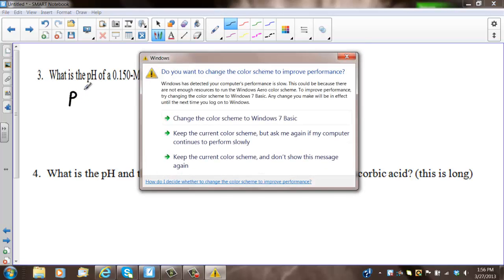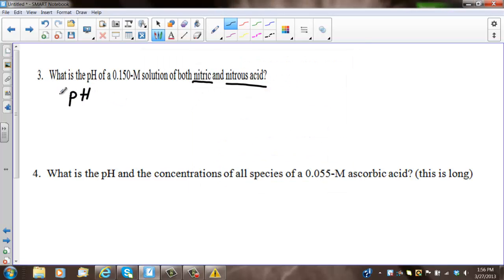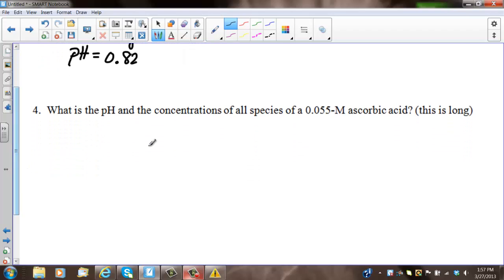So pH is simply equal to the negative log of 0.15. No real work to do here, and your pH is equal to 0.82. So you know that's a pretty strong acid. Okay, and the next one, we're dealing with a diprotic acid. Ascorbic acid is vitamin C.